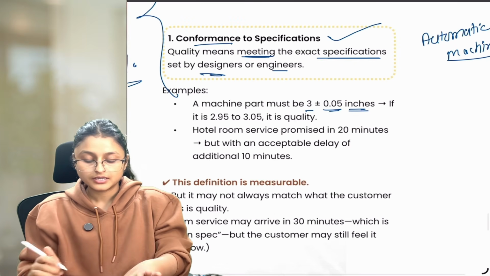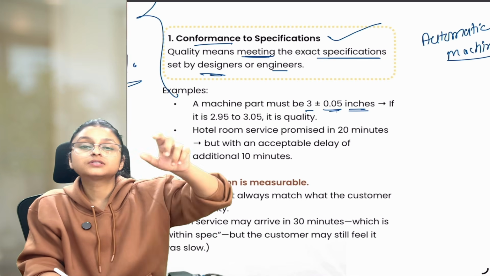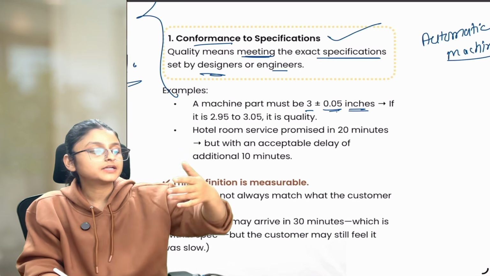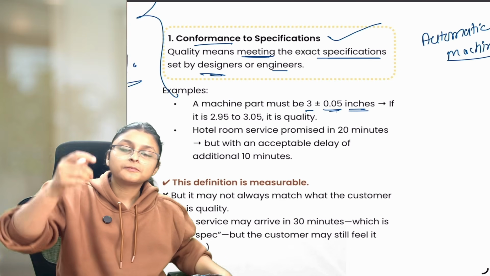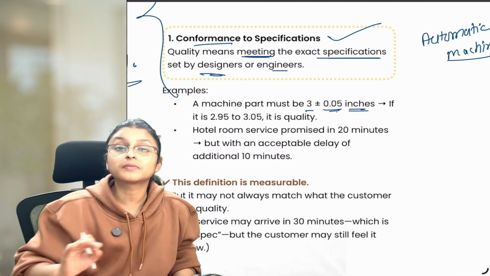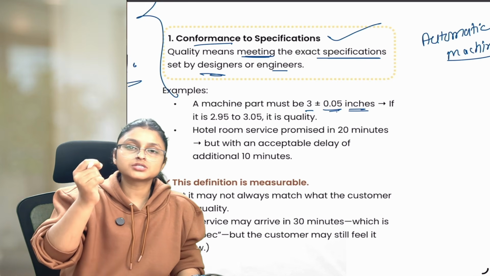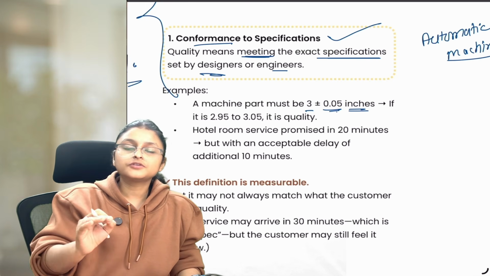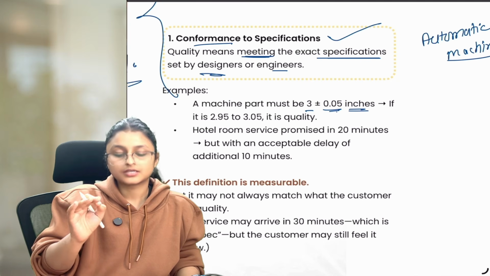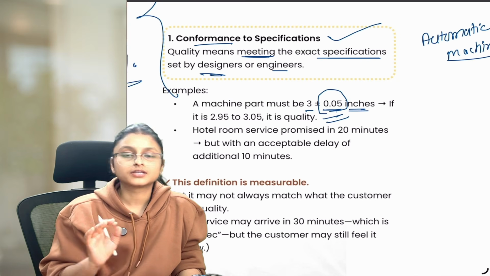Like your product can be 3 plus minus 0.05 inches in height, or in weight it can be 500 grams plus minus 20 grams. It can happen even if you are using automatic machines. So there are some deviations in the product even if you are using automatic machines. Hence, there is some tolerance limit added by the organization.